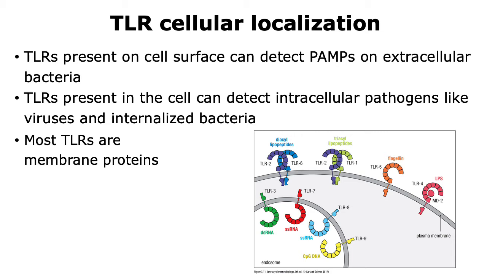Now, what should be remembered is that most toll-like receptors are membrane proteins. However, there are some of them that are soluble and are found in bodily fluids. However, they're almost never found in the cytoplasm of cells.